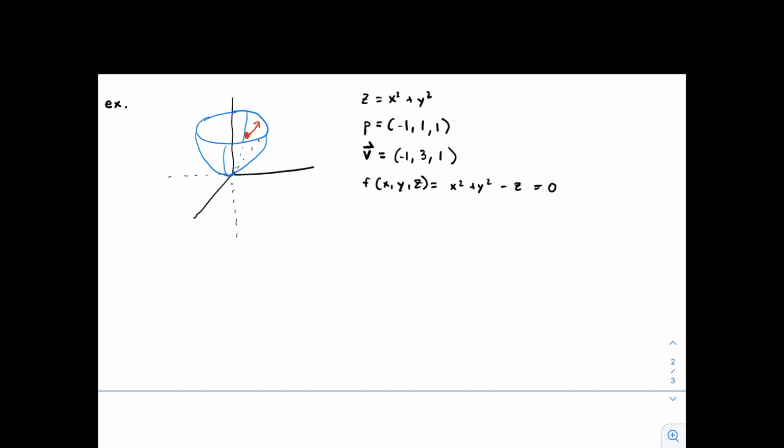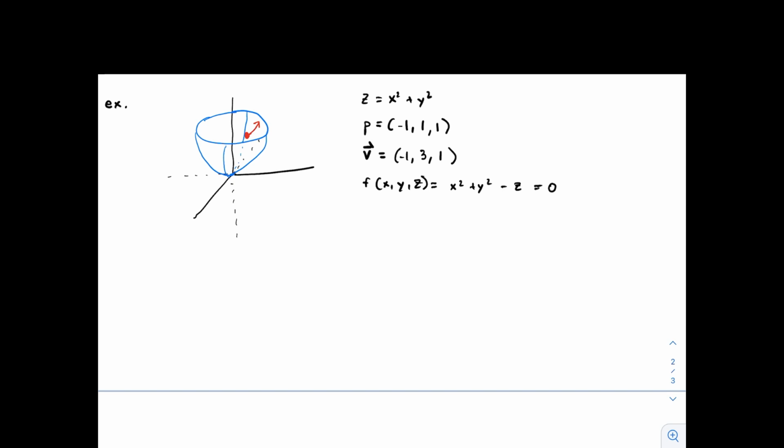The first step I'm going to take is to rewrite our first equation, z equals x squared plus y squared, in terms of f of x, y, z equal to x squared plus y squared minus z equals 0. This is an equivalent expression of the same idea, but it also makes more sense to describe the gradient this way, because the gradient of this function f would have three components matching the three dimensions that we're working with here.